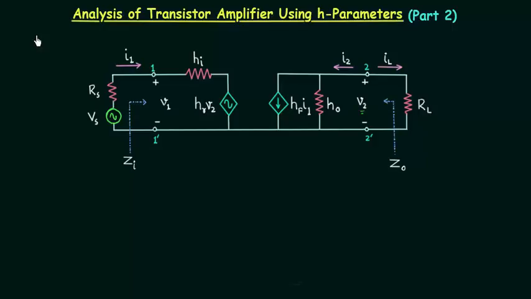In the last lecture, we obtained the expressions of current gain, voltage gain and power gain. In this lecture, we will find out expressions of input impedance and output impedance. We will start with input impedance.